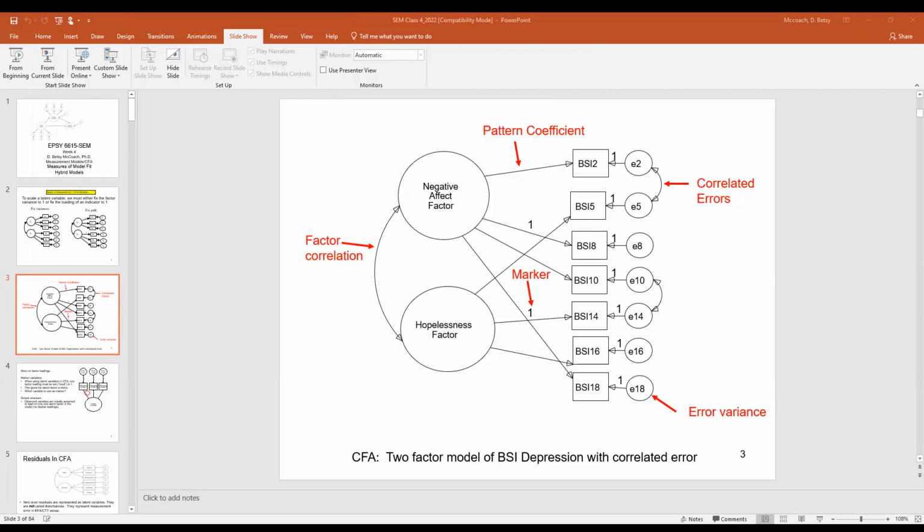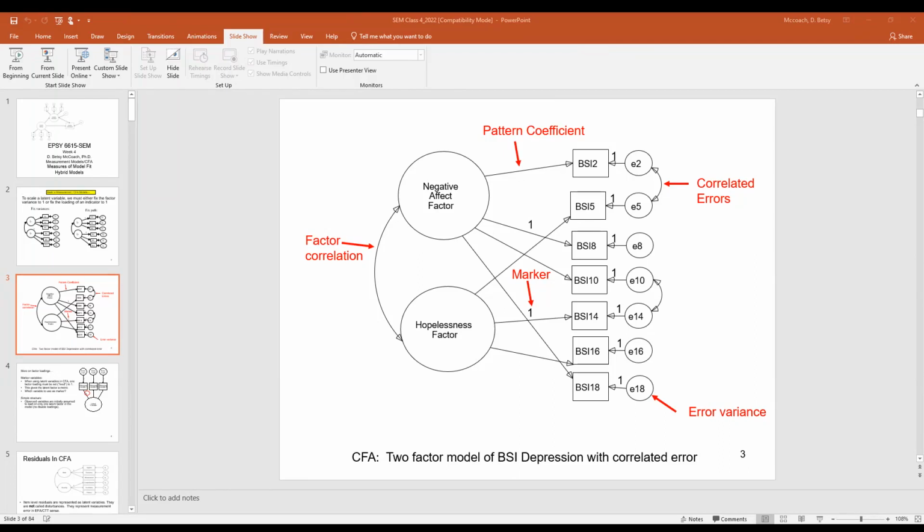Yes, Claudia. Can you repeat again your vocalized factor correlation? How do you explain it again? Oh, the correlated error. What does the correlated error mean? Is that what you're asking? No, for the factor correlation. What does the factor correlation mean? Yeah, if you can repeat what you said.